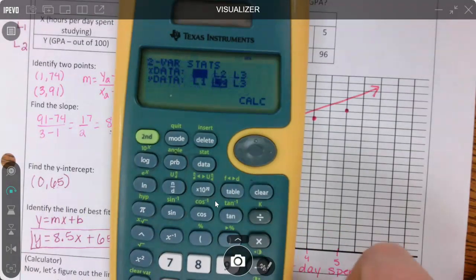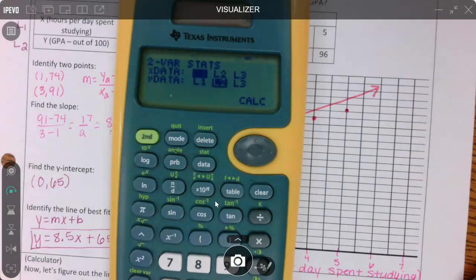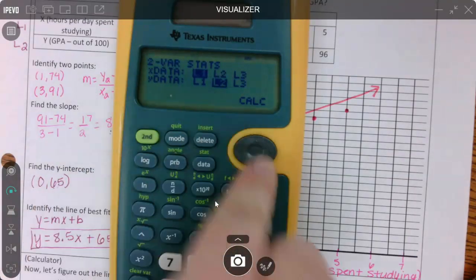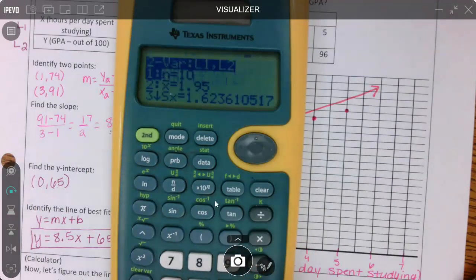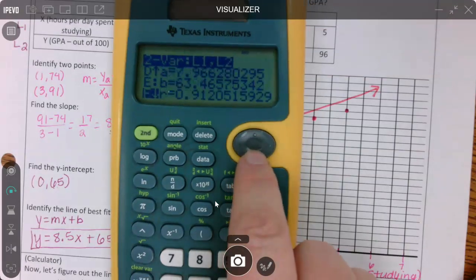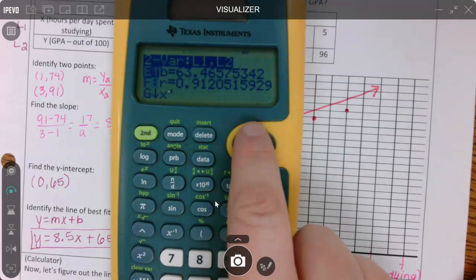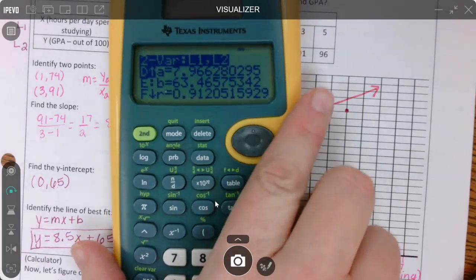Hit enter. You want to make sure that the X data is L1 and the Y data is L2. That looks right. So go down to calculate, hit enter. And then you're going to find this long list. You're going to keep going down till you get to D, E, and F. So your A is your slope, your B is your y-intercept, and then we're going to talk about R in just a minute. That is called your correlation coefficient.